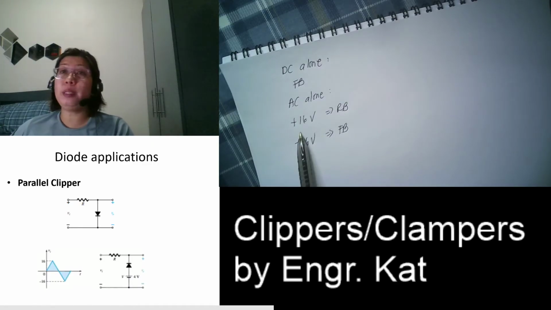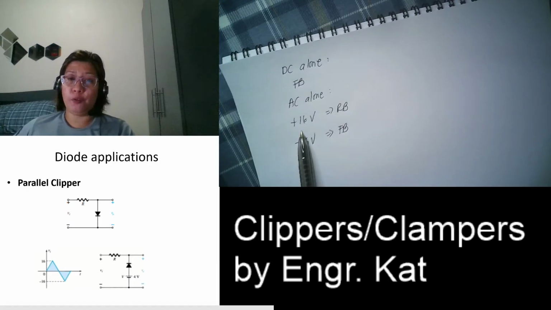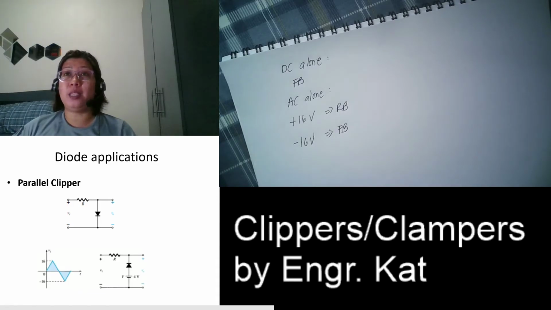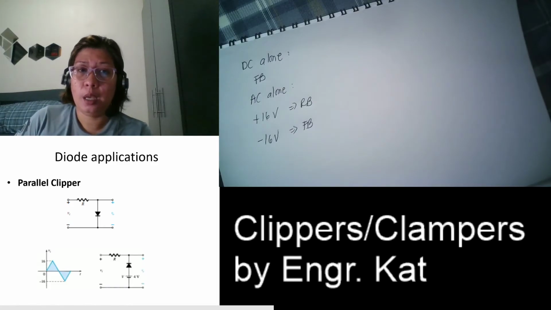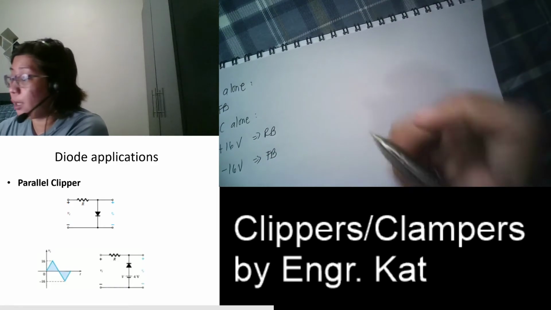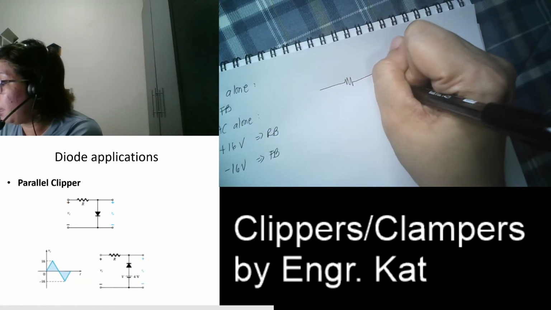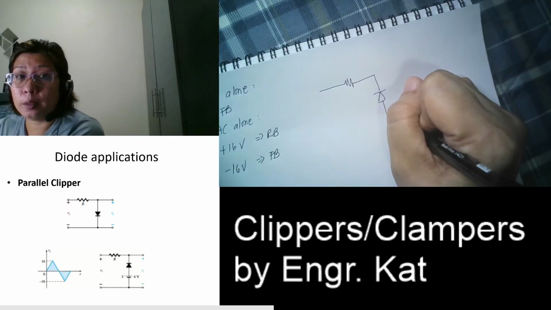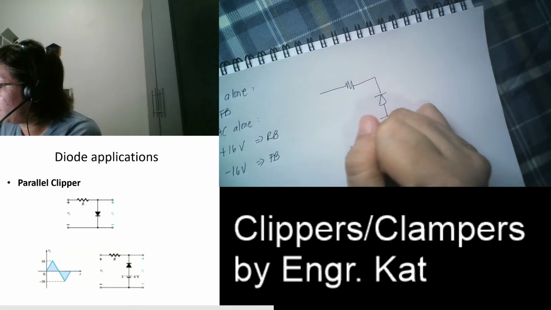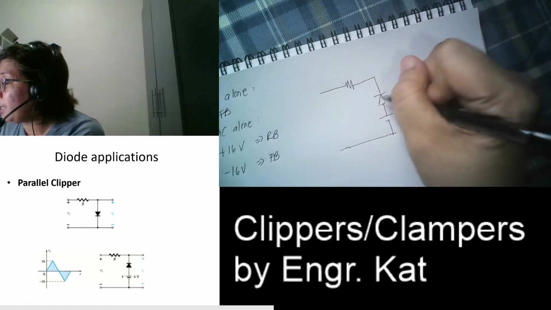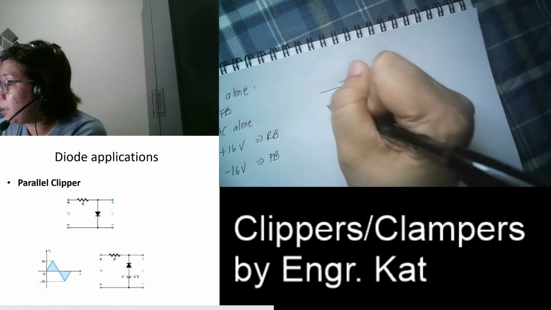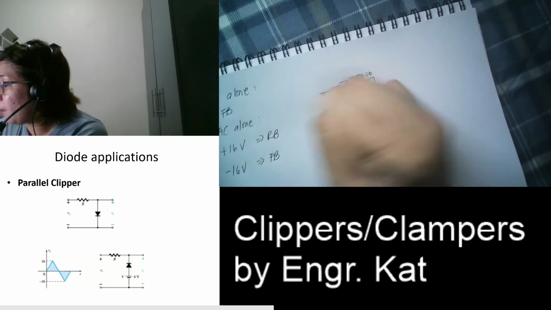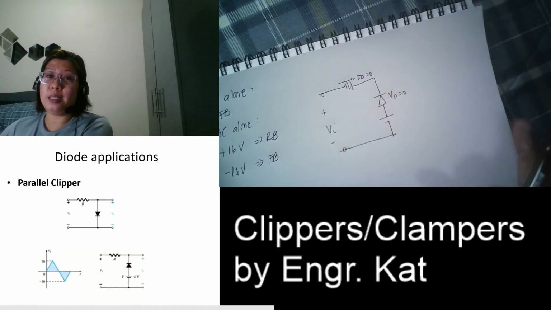But during the positive half cycle, there is a time that your diode will be on and a time that your diode will be off. So how do we know? We get the transition voltage. So how do you solve for the transition voltage? Let us redraw the circuit. This is the time when your VD is equal to 0 and your ID is equal to 0. So what is your VI when your VD is equal to 0 and your ID is equal to 0?